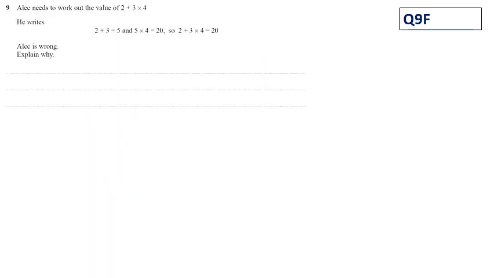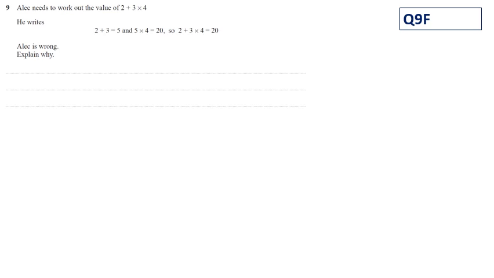Question number 9. Alec needs to work out the value of 2 plus 3 times 4. He writes 2 plus 3 is equal to 5, and 5 times 4 equals 20. So 2 plus 3 times 4 equals 20. Alec is wrong. Explain why.